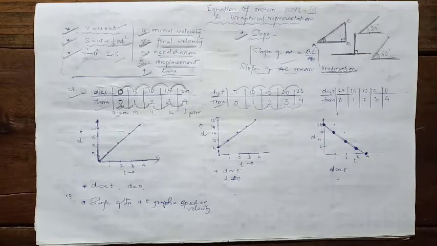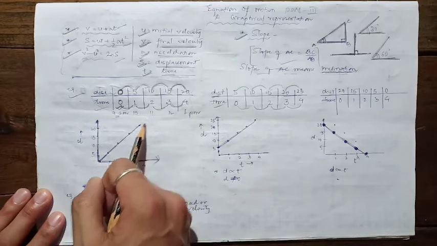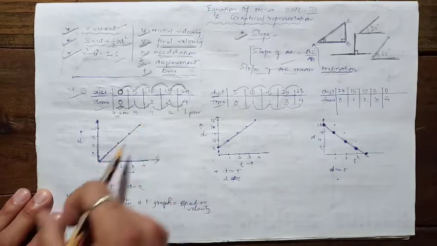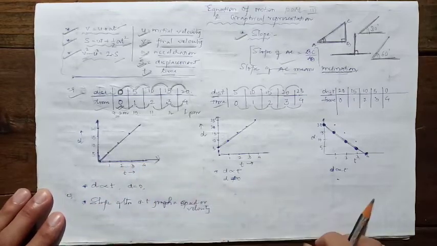So whenever you're drawing a distance and time graph for the uniform motion, you'll get a straight line inclined with the horizontal axis. Straight line passing through the origin inclined with the time axis.